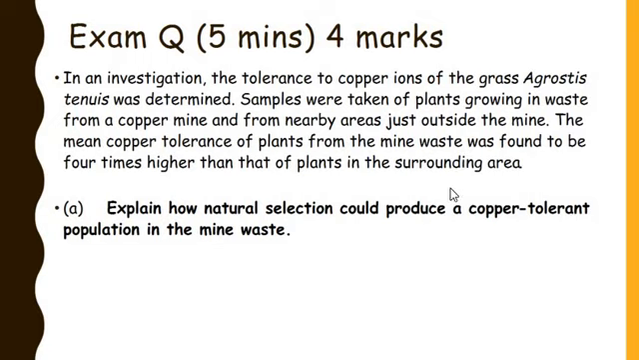Okay, so they have some plants that grow in copper waste and some plants that do not. They found that the ones that grow in the copper waste were a lot more tolerant to copper. Explain how natural selection could produce a copper-tolerant population in the mine waste. Okay, so if you stop the video here and try it.